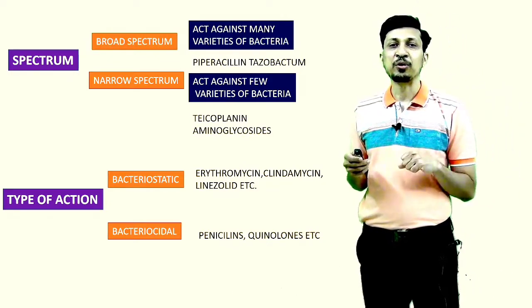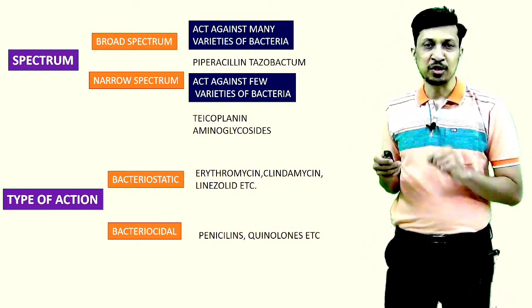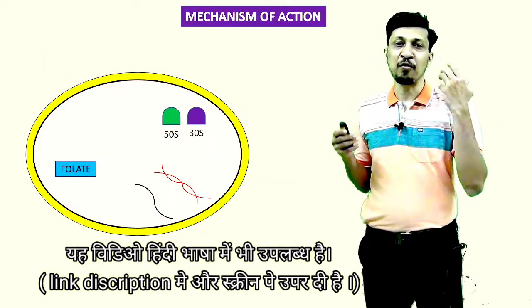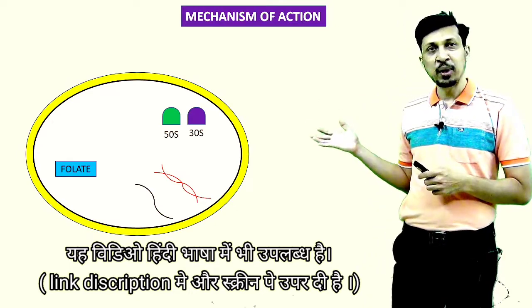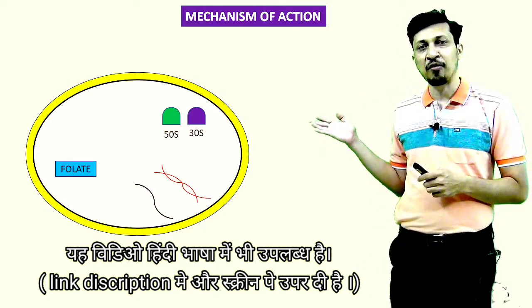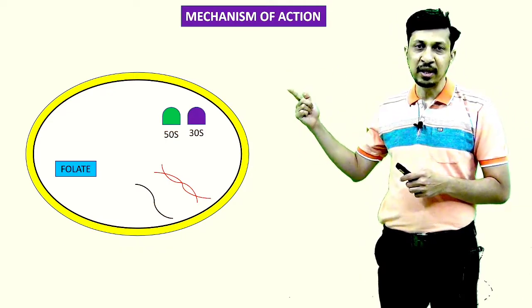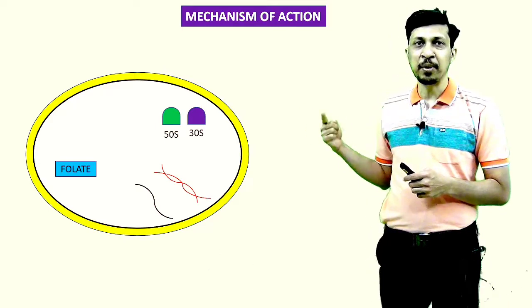Now we are going to see the most important classification of antibacterial drugs that you are supposed to write in your exam, and it is on the basis of mechanism of action of the drugs. So friends, as you can see here, this is the structure of a bacterial cell. The outermost covering is the cell wall. Then the covering inside that is the cell membrane.